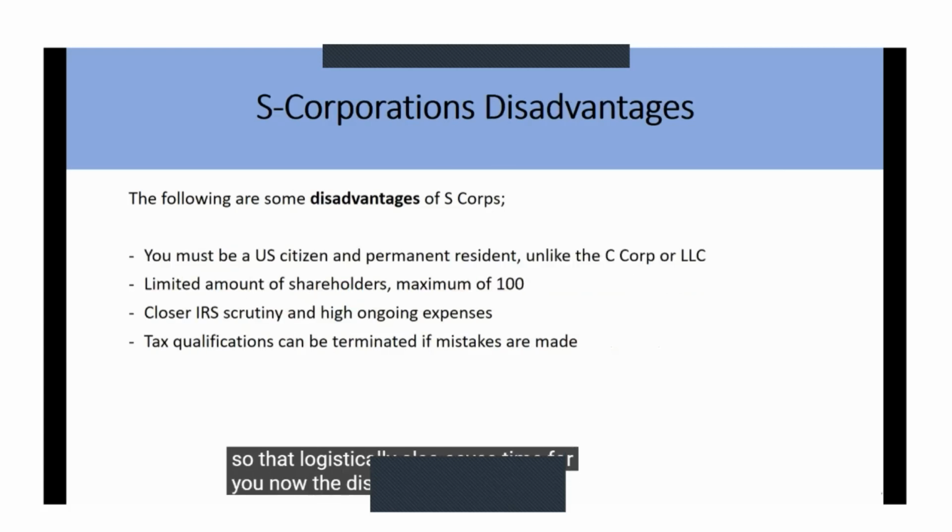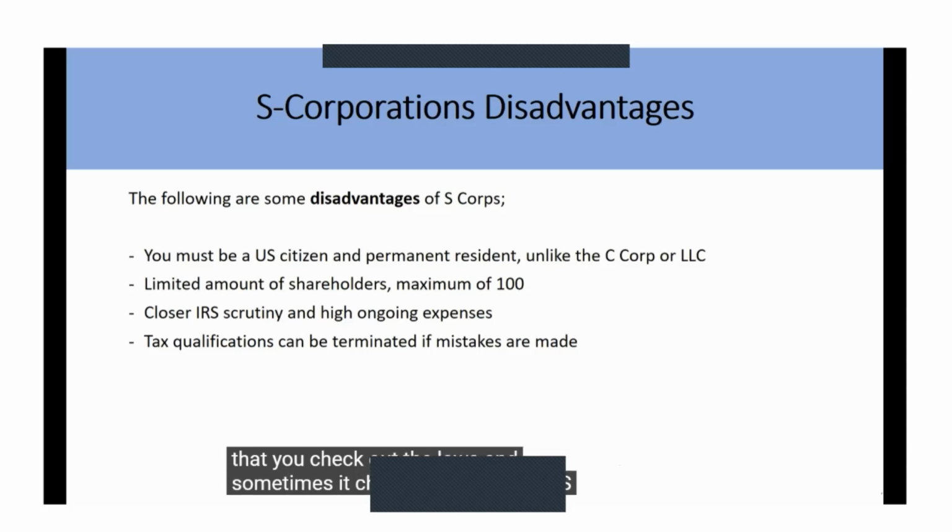Now, the disadvantages are you must be a U.S. citizen and a permanent resident, unlike the C Corp or LLC. You have a limited amount of shareholders, so the maximum of 100 at the national level. In some states, it's 75. It depends on this. So I would recommend that you check out the laws, and sometimes they change.